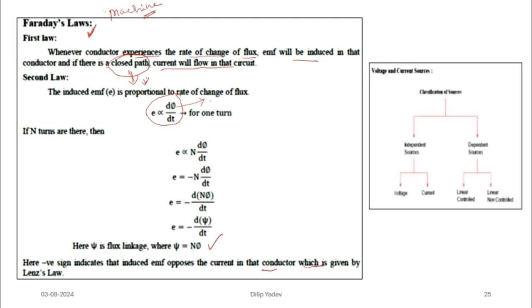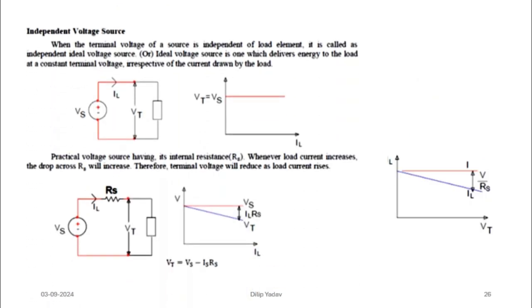Then we have the sources. Now coming to the sources, we said we have two sources, AC and DC, but the DC sources we can classify in terms of independent sources and dependent sources. So voltage and current, these are the two: linear controlled, linear non-controlled. In our coming slides we will study what these are. Coming to the independent voltage source, this means it is not dependent. When the terminal voltage of the source is independent of the load element, that is RL, it is called an independent voltage source.